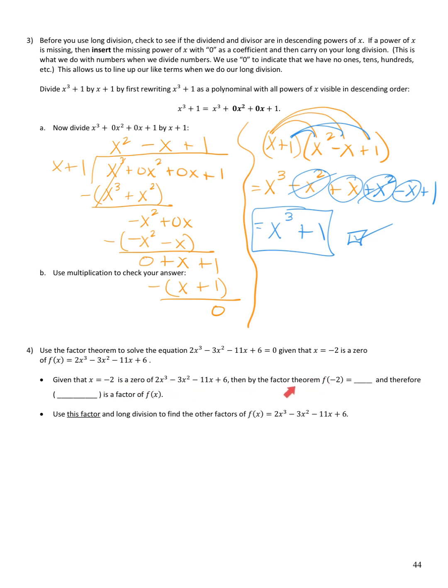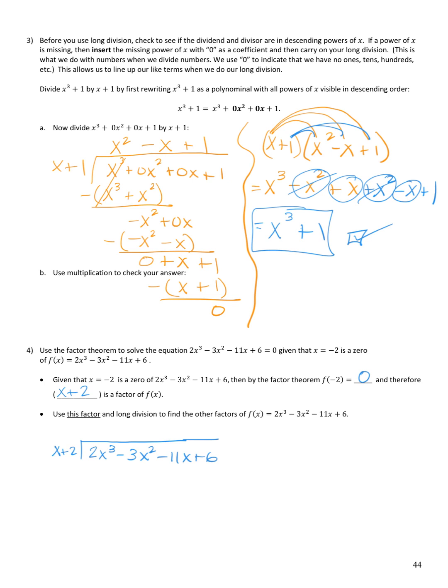Okay, so x equals negative 2 is a 0. That means that by the factor theorem, f of negative 2 equals 0. That's what a 0 is. And that means that x plus 2 is a factor. That's what the factor theorem says. If you know the 0 is negative 2, then you have a factor of x plus 2. And then I can use long division to find the other factors. So I'm going to do x plus 2 divided into 2x cubed minus 3x squared minus 11x plus 6.